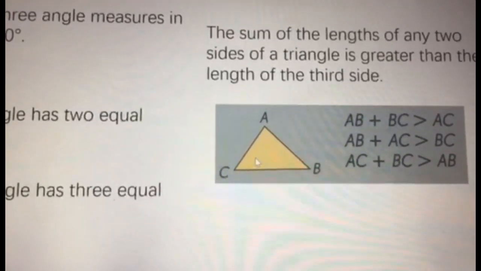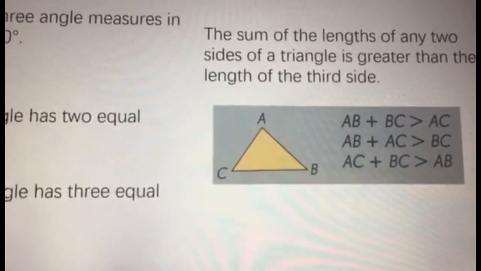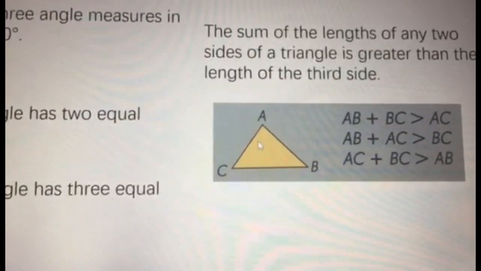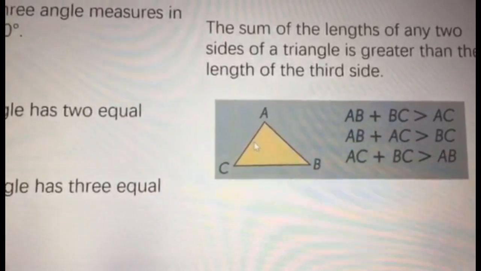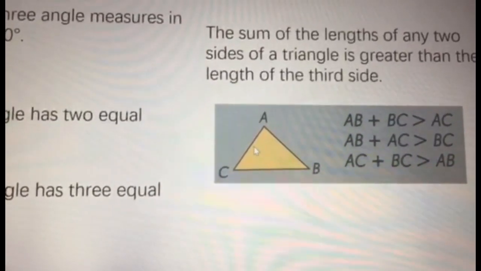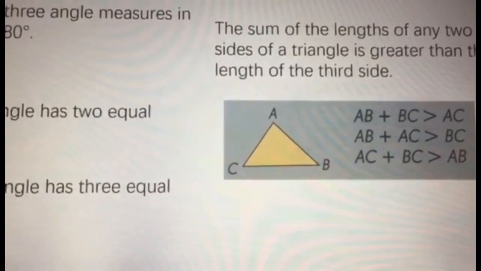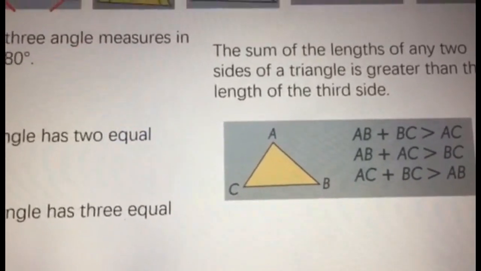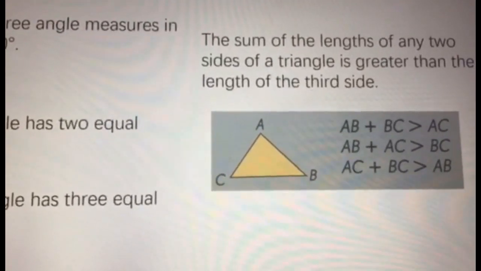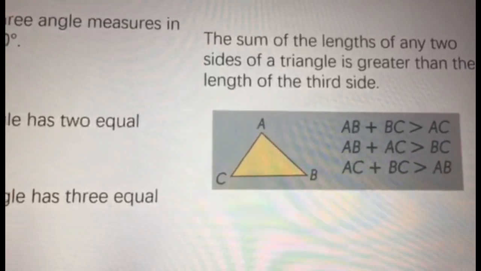Sometimes you're given questions like, the third side is less than a certain number and greater than a certain number. What are the possible lengths of the third side? That kind of question comes from the triangle inequality, this property.